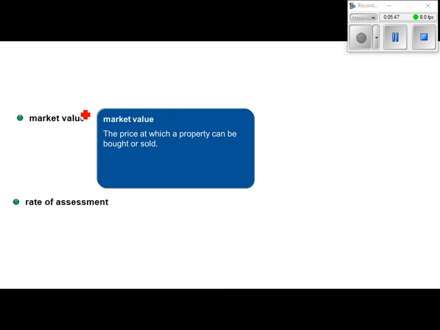Market value. The market value is the price at which a property can be bought or sold. Your assessed value is different than your market value. When they went around and reassessed the properties, your assessed value is what they say it's worth. Your market value is what you could actually sell the property for, or what the property could be bought for. Those two should be fairly close, but sometimes they're a little different.